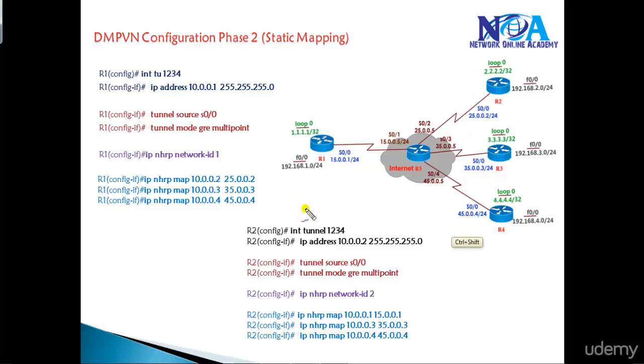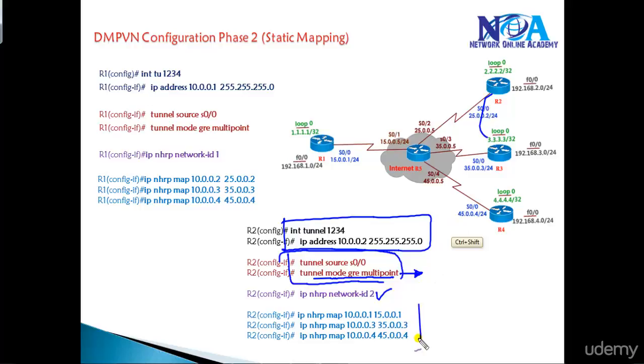Now in the case of spokes, the configuration is exactly similar. Here you can see the IP address will change, and the rest of the configuration is exactly the same. In phase 1 we used a tunnel destination, but in phase 2 on the spokes, multi-point GRE allows you to have spoke to spoke tunnel establishment. And then we need to enable NHRP and then the mappings.